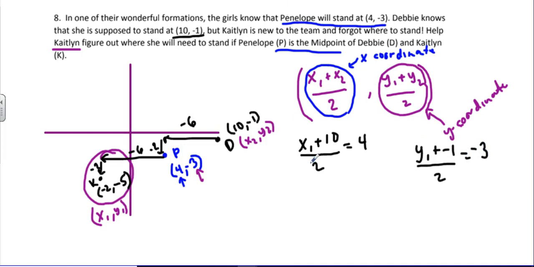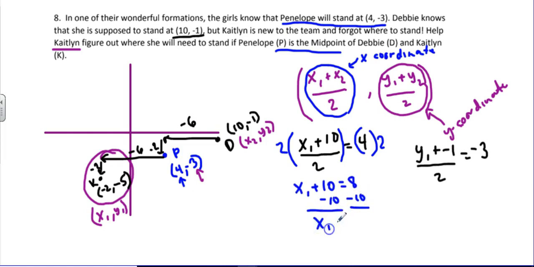Now we just need to solve these equations. To solve for x sub 1, I'm going to start by multiplying by 2 on both sides of the equation, and I'll get x sub 1 plus 10 equals 8. Then I'm going to subtract 10 on both sides of the equation, and I have that x sub 1 equals -2, which is consistent with what we got earlier.